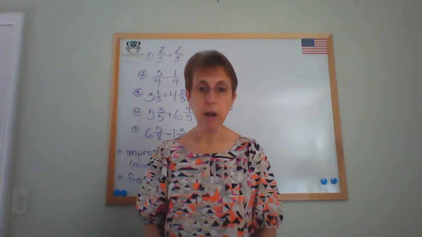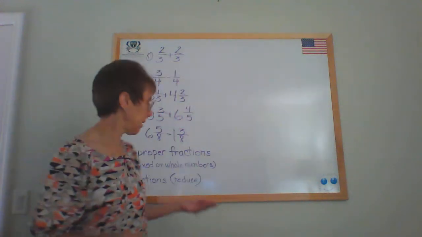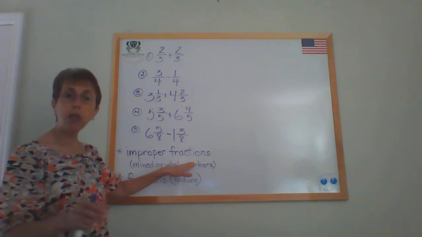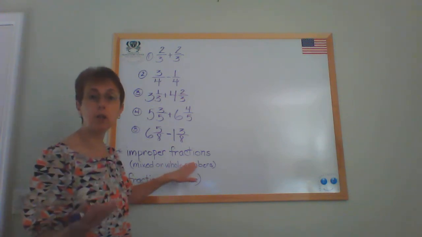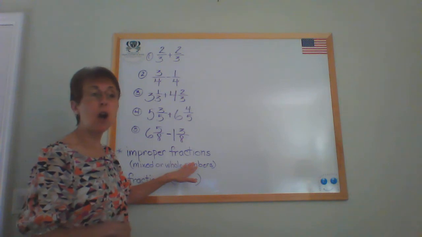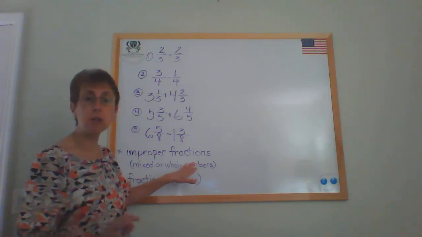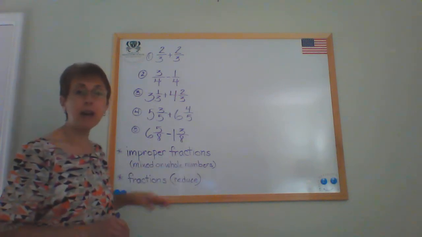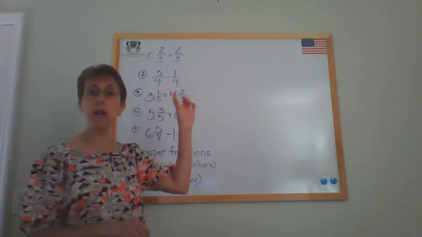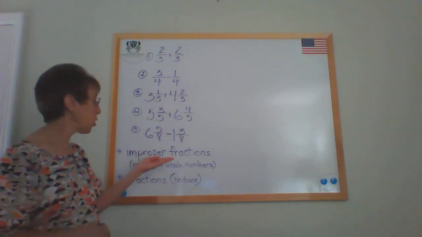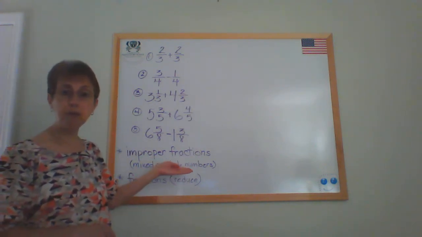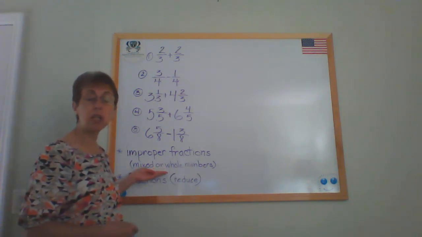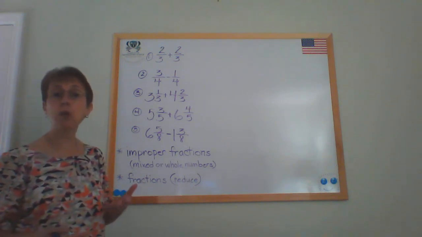You'll see down at the bottom of the page it talks about improper fractions and fractions. It tells us that when you add or subtract mixed numbers, or add or subtract fractions, and you end up with an answer that is an improper fraction, remember that means the numerator is larger than the denominator. You have to simplify that by changing it either into a mixed number or a whole number.